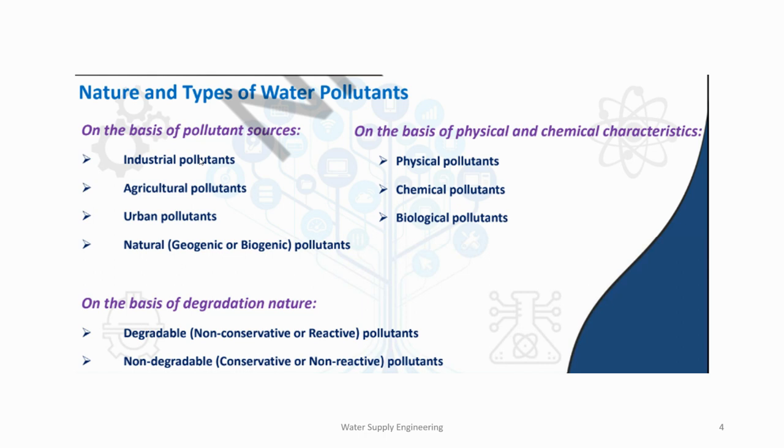Now, the second classification is as we saw earlier based on the degradation nature. We have degradable or non-degradable or conservative and non-conservative pollutants. The third classification is based on the physical and chemical characteristics of the pollutant. On the basis of physical and chemical characteristics, we have physical pollutant, chemical pollutant, and biological pollutant.